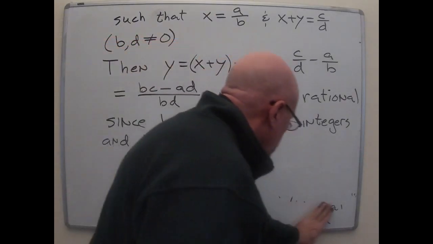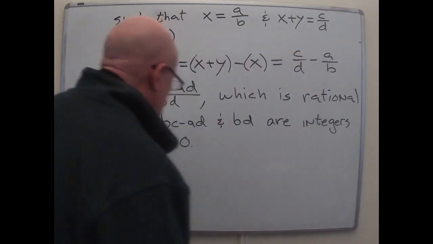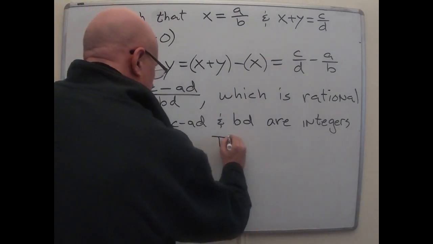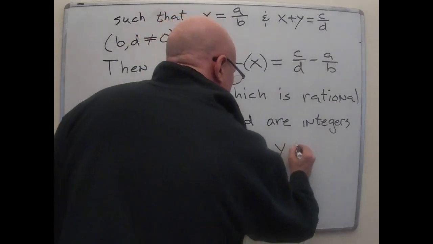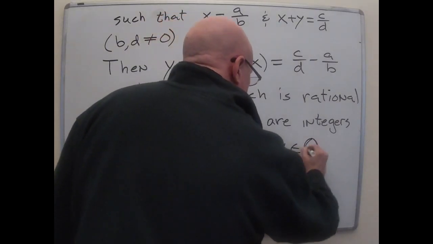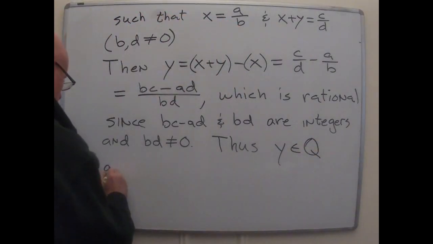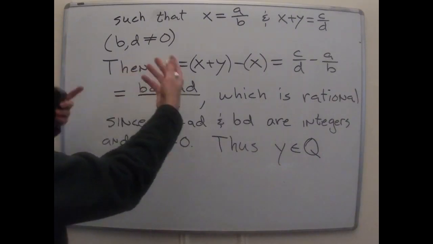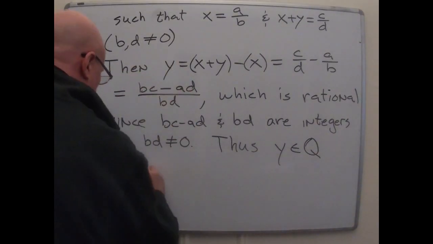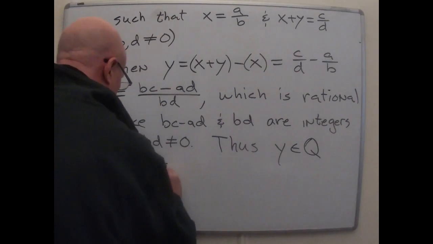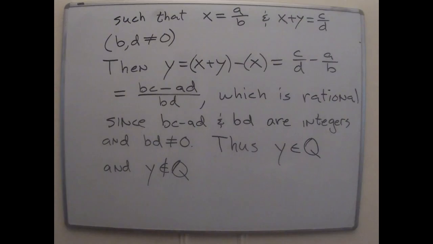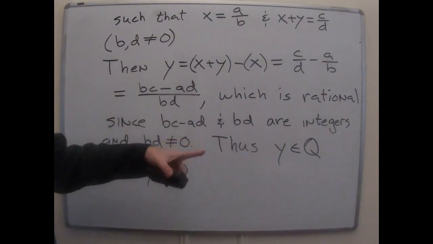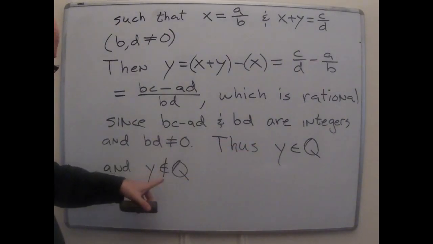Let's really drive the point home to our reader so that they get it. Thus, y is in Q, it's a rational number, and from the original presumption, y is, well, not in Q. Or you can say it's in that set R minus Q. Anyway, this is crazy, isn't it? How can a thing be in a set as well as not be in that set?